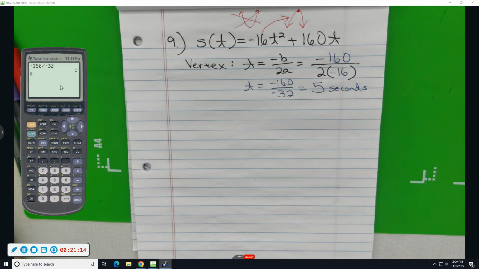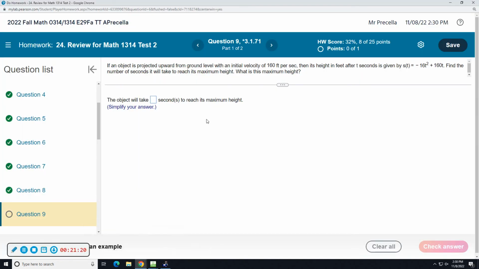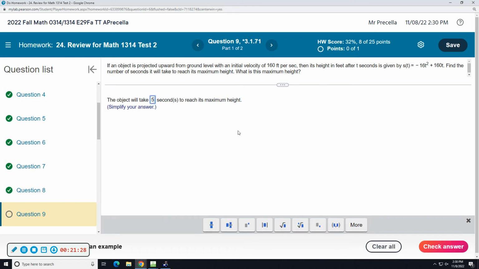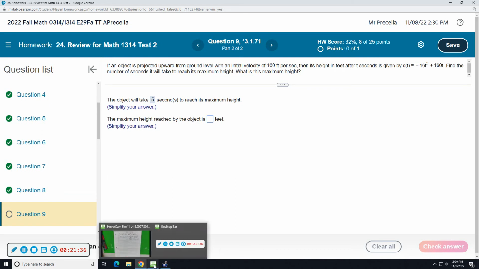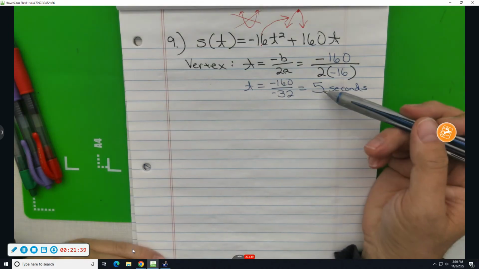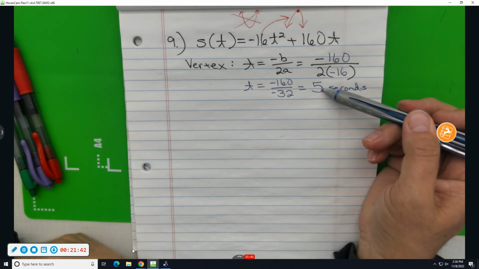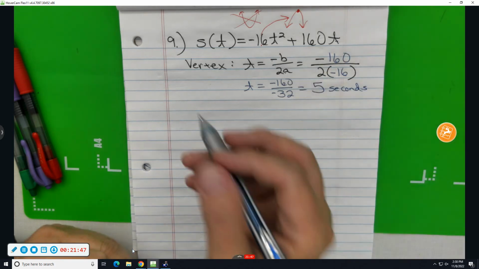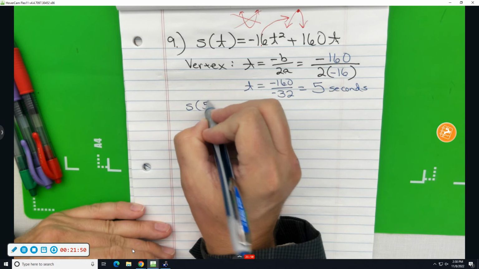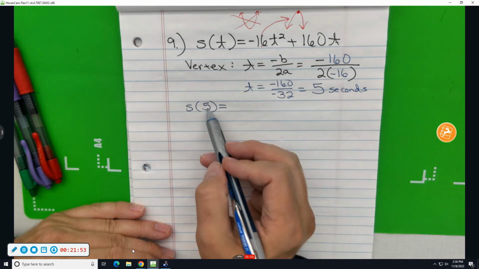Now, what do they ask for here? Do they ask for the time, or do they ask for the height? I think they ask for both of them. The first thing, the object will take 5 seconds to reach its maximum height. Now, what is the height? Once you know the first coordinate of the vertex, how do you find the second coordinate? You plug it in for the variable. So the height after 5 seconds, I'm replacing that t with 5.